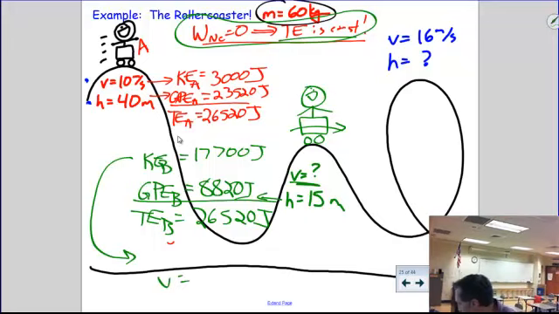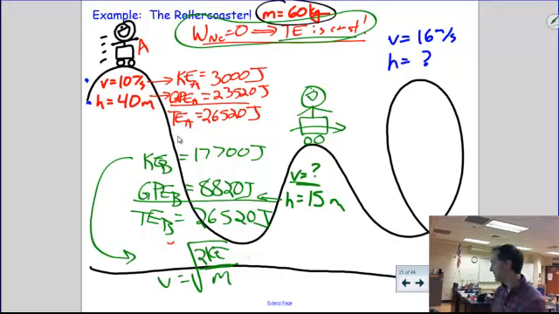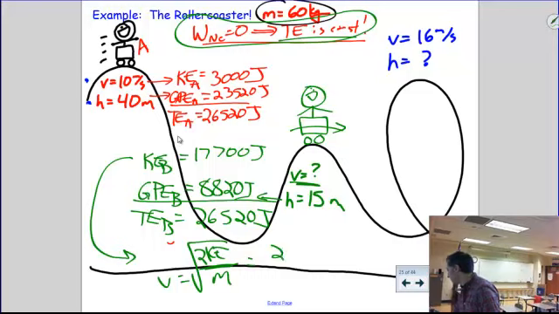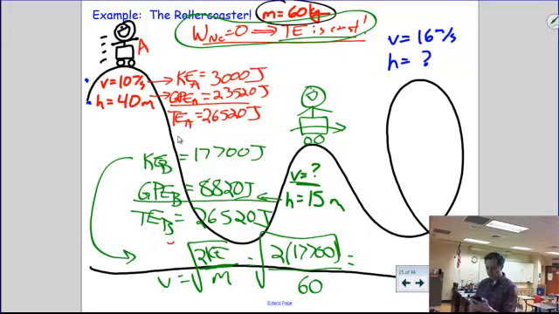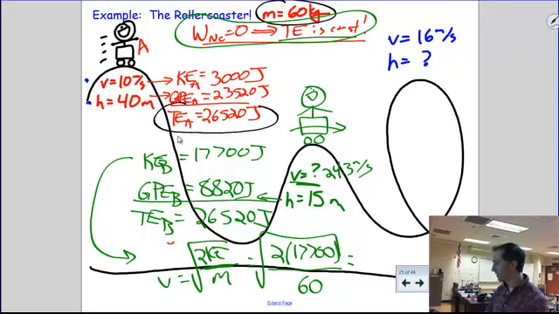So v equals the square root of 2KE divided by the mass. So you get 2 times 17,700 over a mass of 60. Don't forget your square root. So let's see, times 2 divided by 60, square root-ified, and you get 24.3 meters a second. Okay? So that is a classic conservation of energy problem. And it's called a conservation of energy problem because there was no loss of energy, right? All of our energy was conserved.